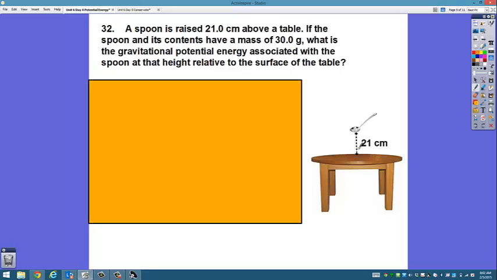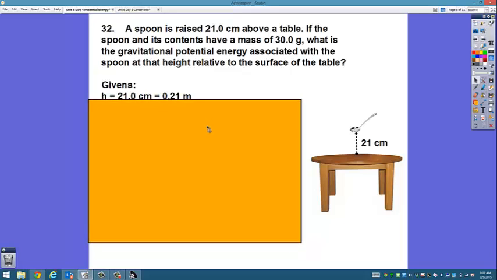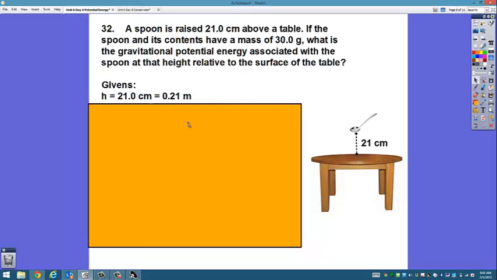If the spoon and its contents have a mass of 30 grams, what is the gravitational potential energy associated with the spoon at that height relative to the surface of the table? So what you have first is to write down your givens. Okay, you're given the height in centimeters. So you have to convert that to meters just like you did on that Power Lab. There's 100 centimeters in a meter. So 21 divided by 100 gives you 0.21 meters.